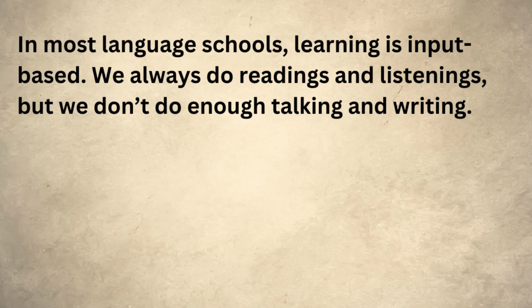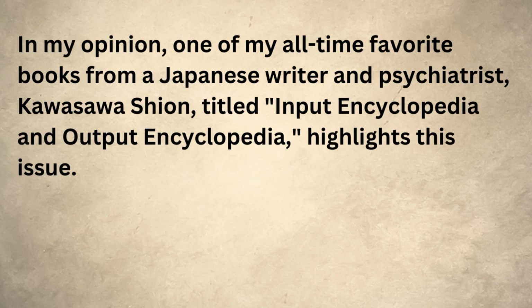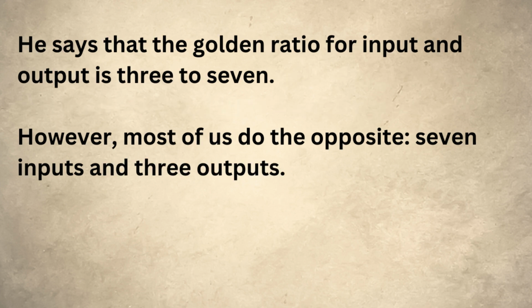In most language schools, learning is input-based. We always do readings and listening, but we don't do enough talking and writing. In my opinion, one of my all-time favorite books from a Japanese writer and psychiatrist, Kabasawa Shion, titled Input Encyclopedia and Output Encyclopedia, highlights this issue. He says that the golden ratio for input and output is 3:7. However, most of us do the opposite: 7 inputs and 3 outputs.